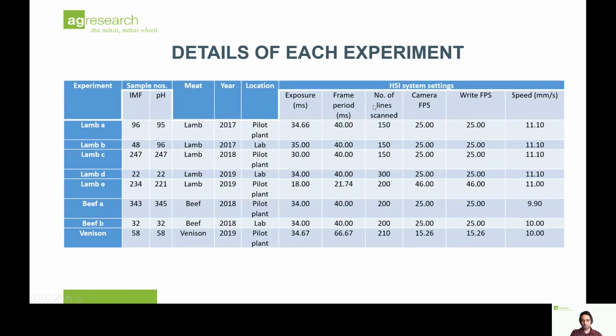And these are details of each experiment. As you can see, there were different numbers of samples in each experiment. There are different types of meats being used, and these experiments were done between the years 2017 and 2019, and in different locations. That is, some of them were done in the lab, some of them were done in a pilot plant. Also, you'll observe that there are certain differences in the camera parameters depending upon the samples being measured, and different people using that instrument or doing those trials.